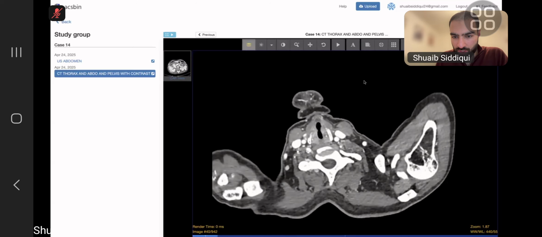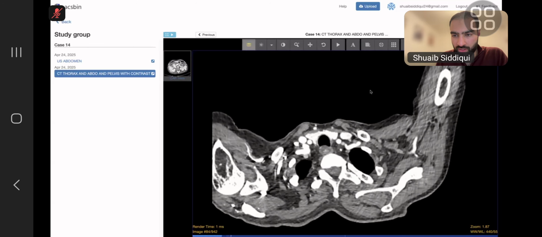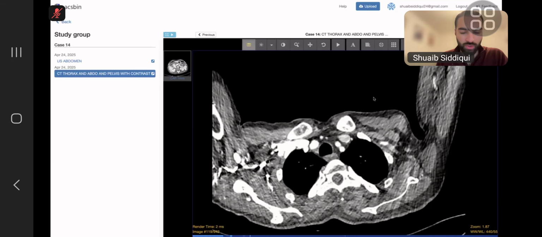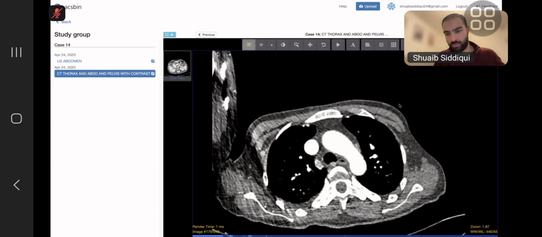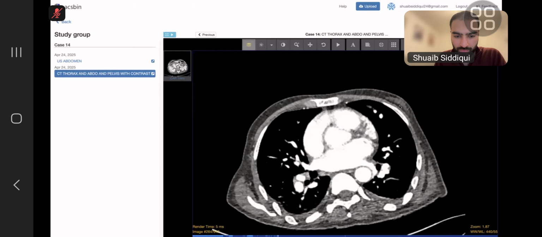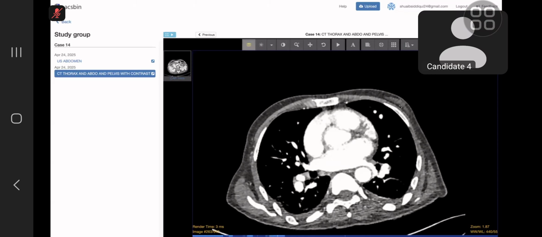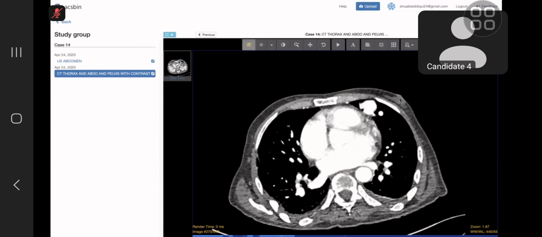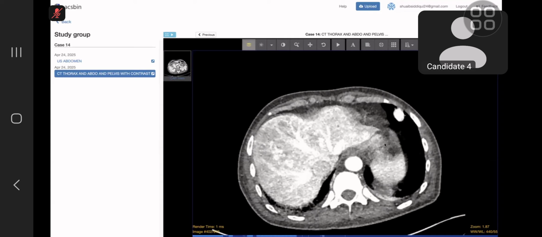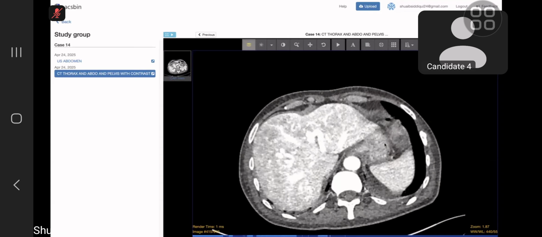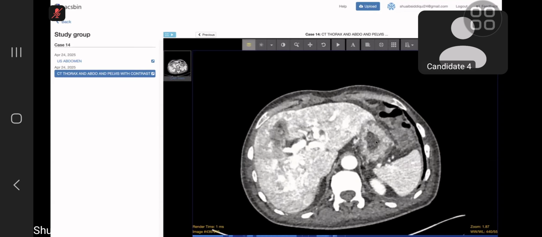So I want you to focus on the abdomen and pelvis first, okay, and on what you saw on the abdominal ultrasound. It's just loading. Give it a second. These are the contrast enhanced CT scan of the abdomen, chest, neck, chest and abdomen.